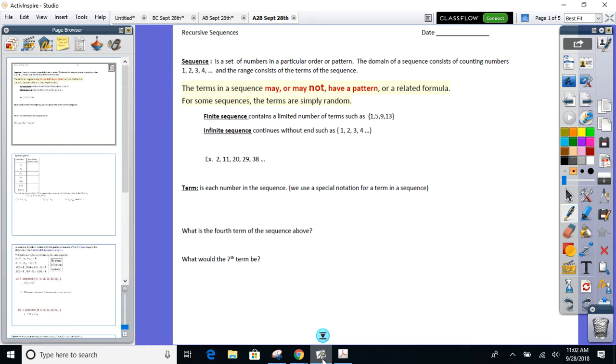Sequence first here. A sequence is just an order of numbers. Numbers put in an order. They do not have to have a pattern. Could they? Sure, yeah, they could have a pattern. 1, 2, 3, 4, etc.